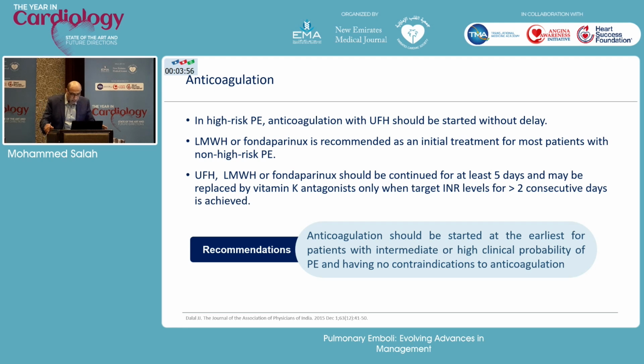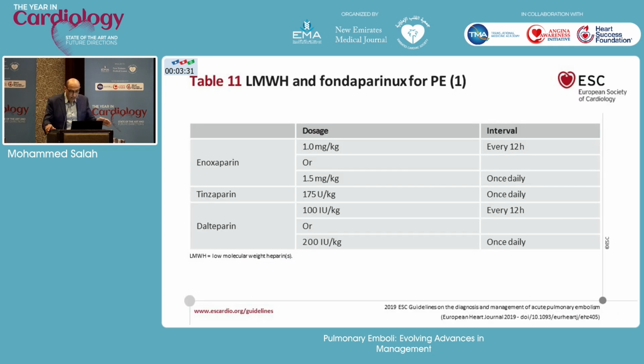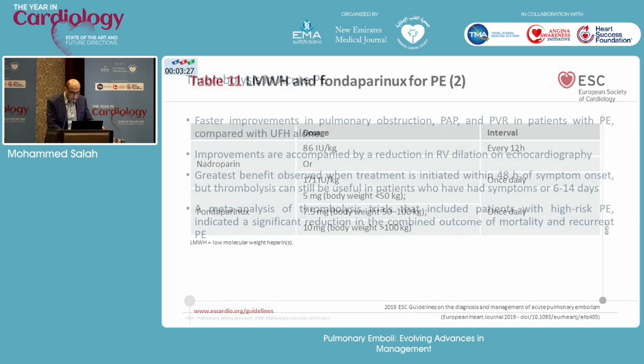Anticoagulation in high-risk patients with pulmonary embolism: anticoagulation with unfractionated heparin should be started without delay. We can use low molecular weight heparin or fondaparinux as the recommended initial treatment for most patients with non-high-risk pulmonary embolism. So the recommendation: anticoagulation should be started early for patients with intermediate or high clinical probability of pulmonary embolism and having no contraindication to anticoagulation. This is the dose of the low molecular weight heparin and the fondaparinux.